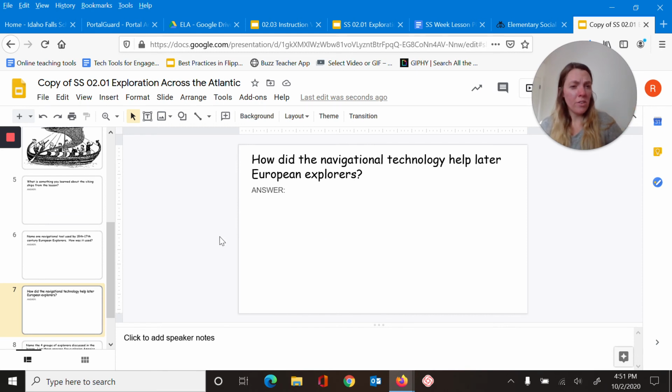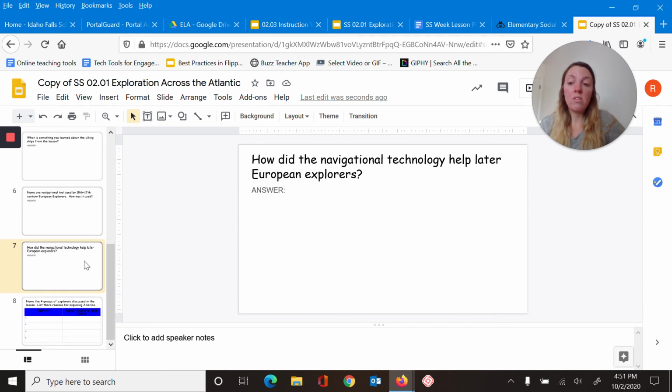Again, technology, we think of computer, iPhone, tablet, whatever that kind of technology. That wasn't the technology they had. They had technology that guided their ships, and those were the navigational tools that it talks about in the lesson. So how did those things advance to help the European explorers travel better and faster across the waters?